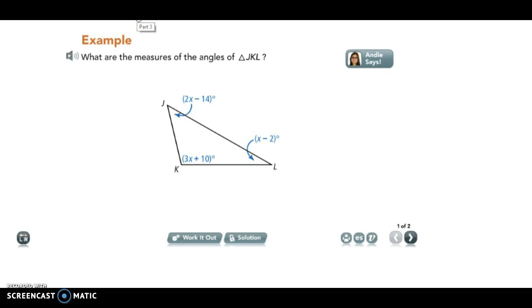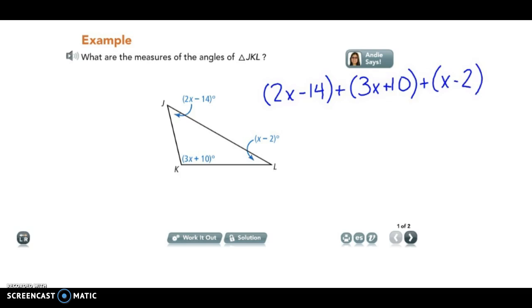Okay, here we know that all of our angles are going to add up to be 180 degrees. So we know that all three of these, when we add them together, equal 180, so we can go ahead and write that equation out. So we have 2x minus 14 plus 3x plus 10 plus x minus 2. And all of that is going to be 180 degrees.